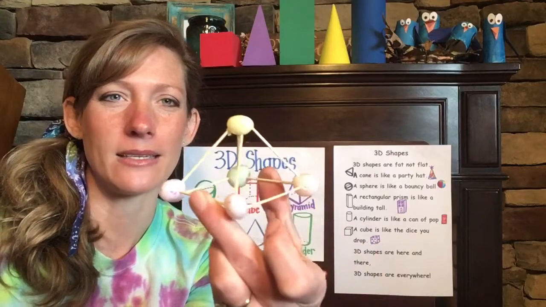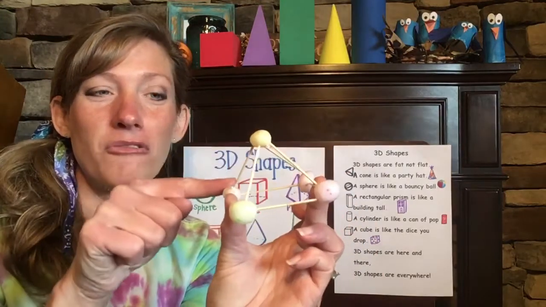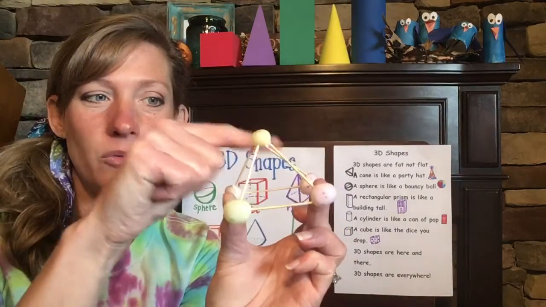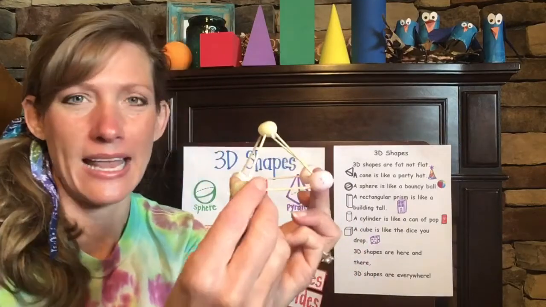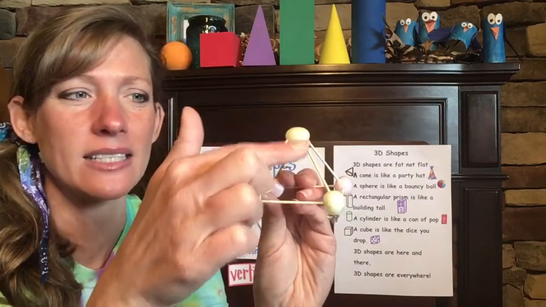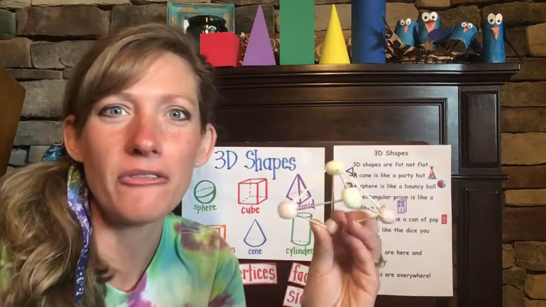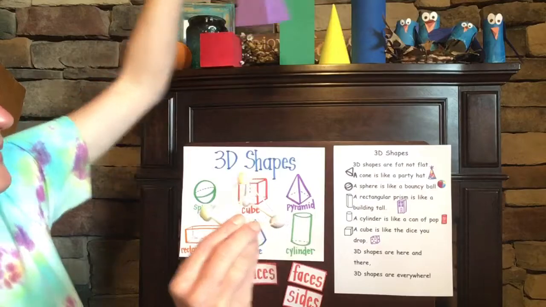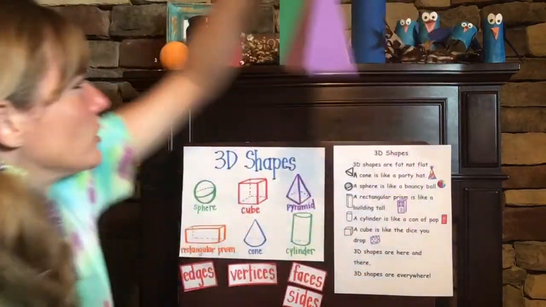Check out this 3D shape that I made. What is that? It's got 1, 2, 3, 4, 5 vertices. I see 1, 2, 3, 4, 5, 6, 7, 8 edges. And if I look at the faces, if I pretend that this is a face or a side, it's got 1, 2, 3, 4, 5 faces. It's a pyramid. Yeah, I tried to make a pyramid. Maybe you could try to make a pyramid with your jelly beans and toothpicks.